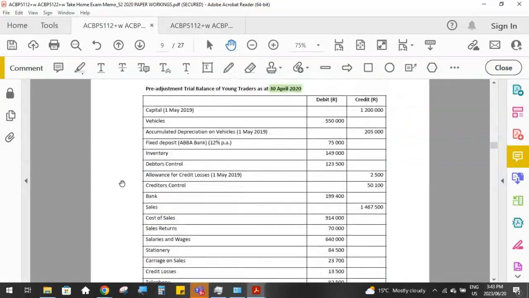All right, so here's our trial balance. They've given us capital, and take note that this capital amount is as at the first day of the year. So in other words, that's our capital before we have added any contributions, taken off any drawings for the year, or added any profit for the year. That's our opening capital for the year.